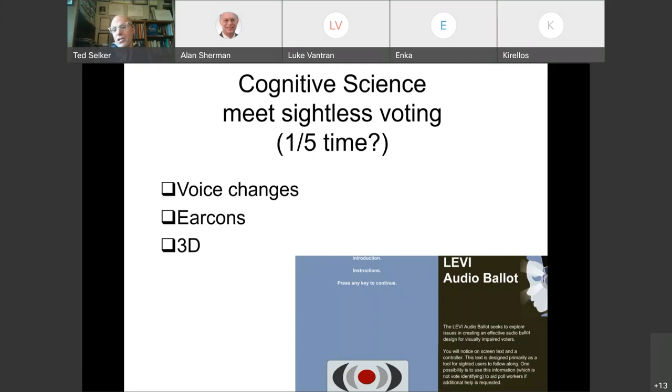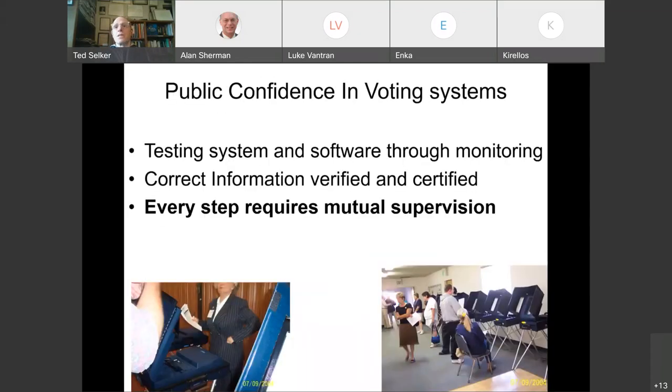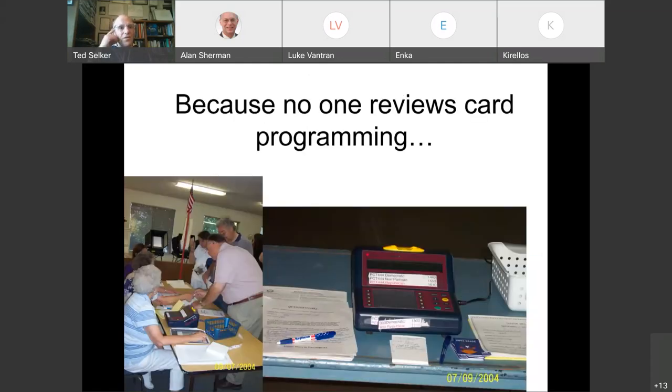So the technology we give people that we say is going to solve their problems, we have to test it and make sure it works. Every step requires mutual supervision.